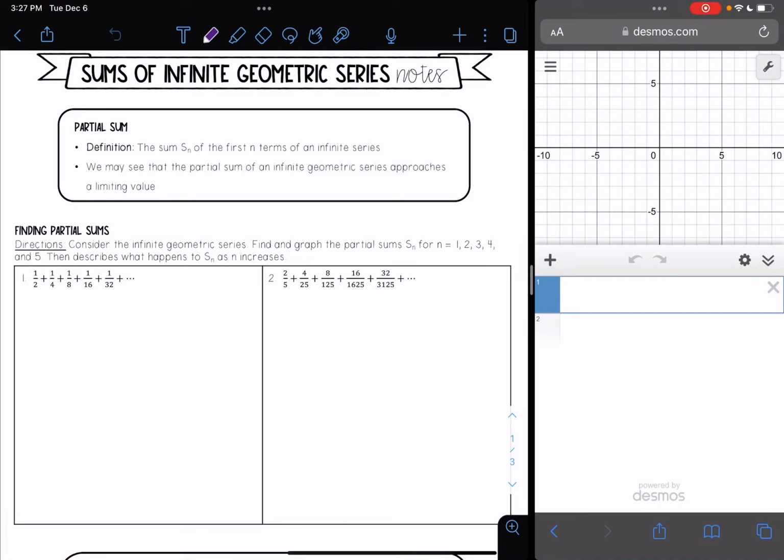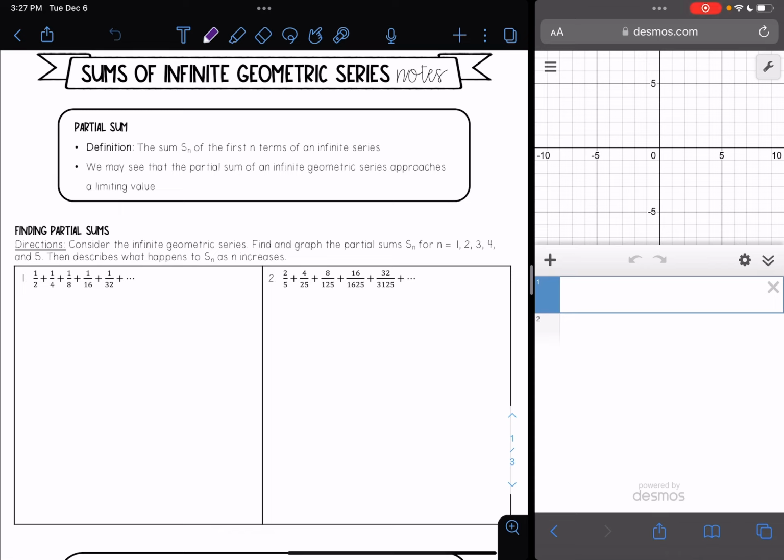Hello everyone, today we'll be talking about sums of infinite geometric series. And so in this first video, we're going to be looking at partial sums. A partial sum is the sum Sn of the first n terms of an infinite series. So we have a series, it goes on for an infinite amount of terms. A partial sum is we're just going to take the first, say, n terms.